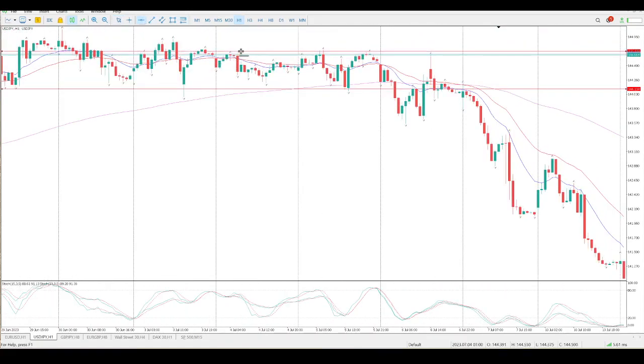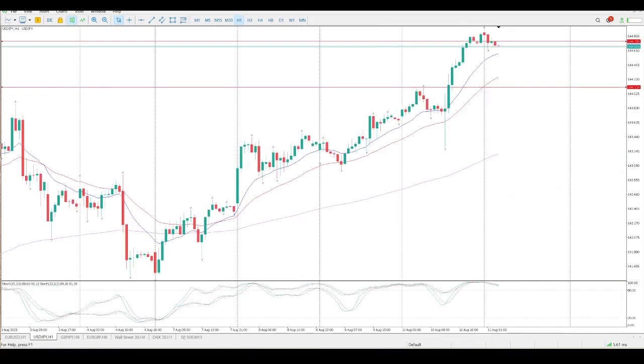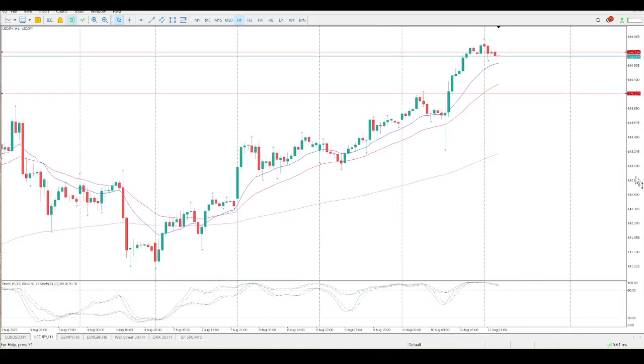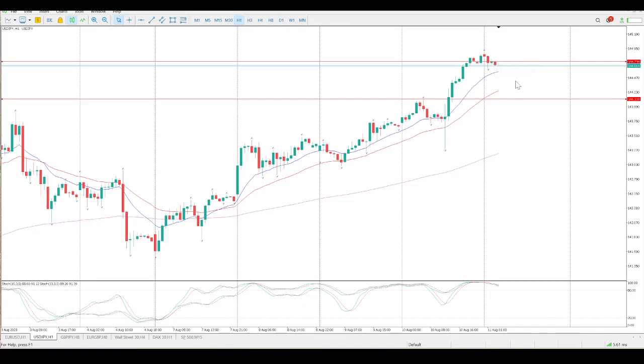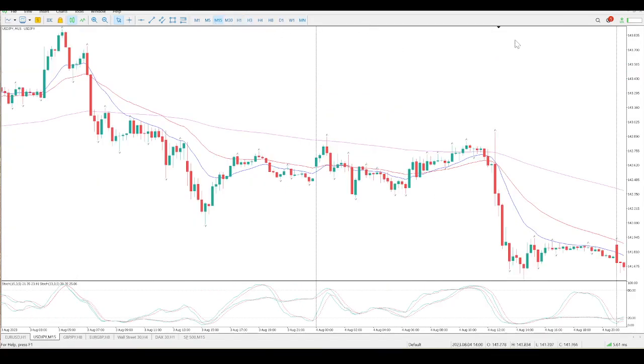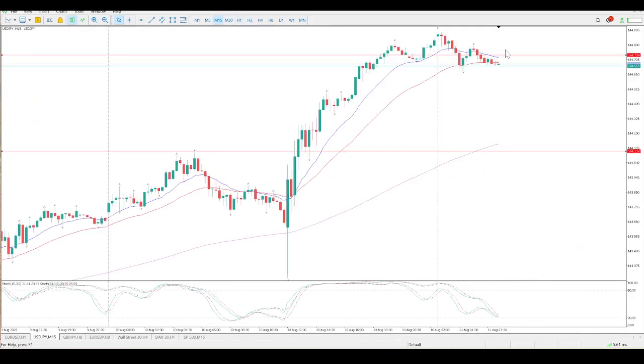So come back to present day, so you can see we're just at the top of that chaos. So there could be structure sort of in between these two levels, probably more than likely is, and if you come down to 15 minute, you'll see there's the first bit of structure there. So that's 144.493. We're looking for pin bars, engulfing bars, inside bars off this level.